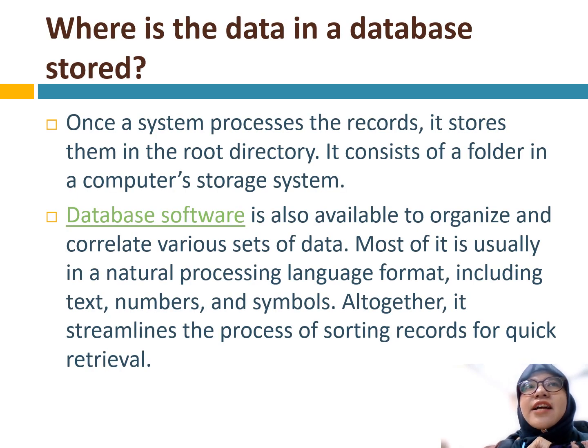So where is data in a database stored? Once a system processes the record, it stores it in a root directory. It consists of folders in the computer storage system. And database software is also available to organize and correlate various sets of data, most of it usually in natural processing language format, including text, numbers and symbols. So database software will organize multiple sets of data.